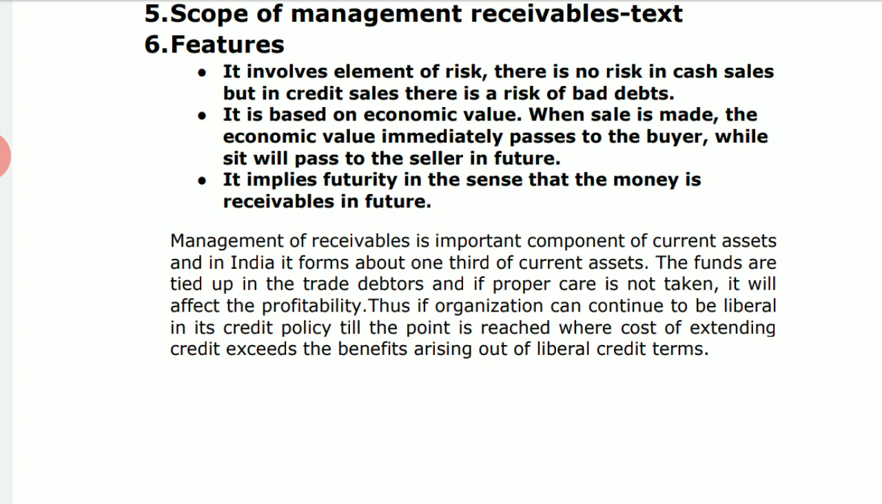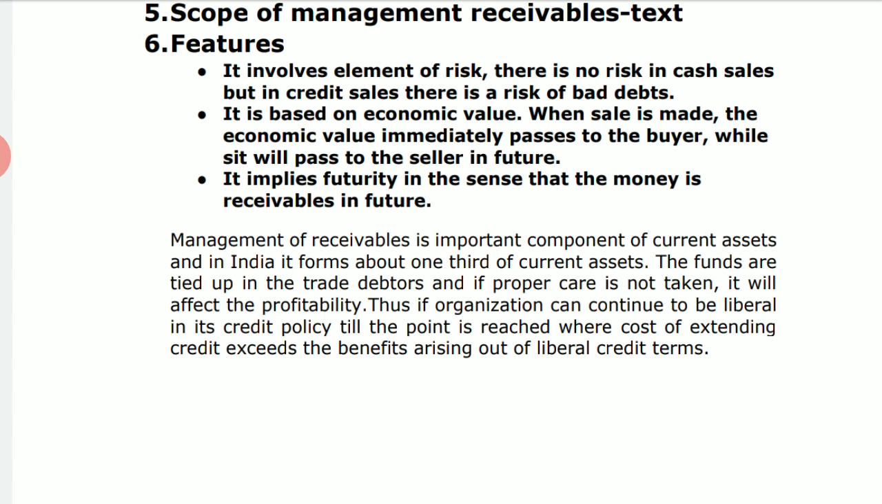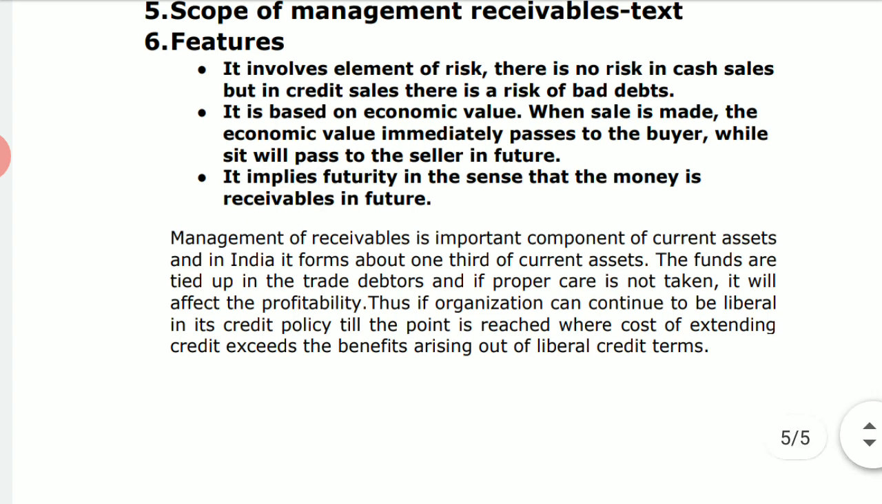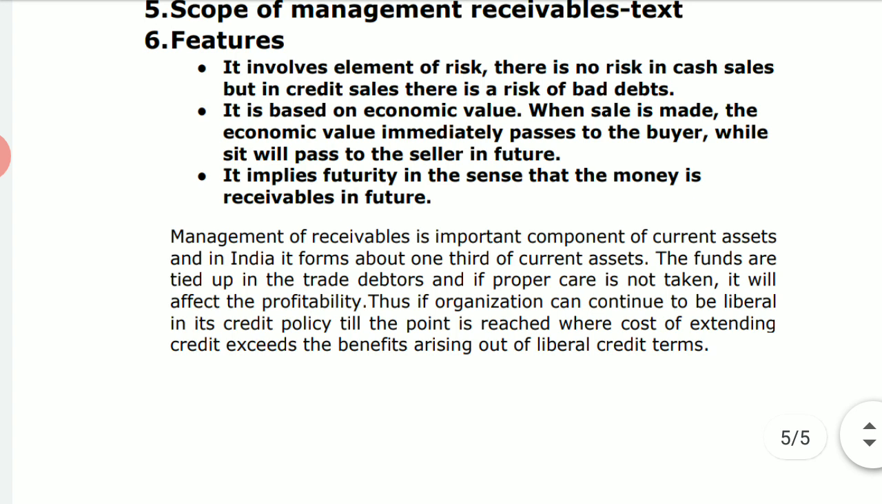Then what we need to do? Then we need to find out that optimum level wherein the profitability and liquidity are equal. So this is that level wherein the profitability and the liquidity of the firm come to the point of intersection, and that level is considered to be the optimum level of receivables, right?